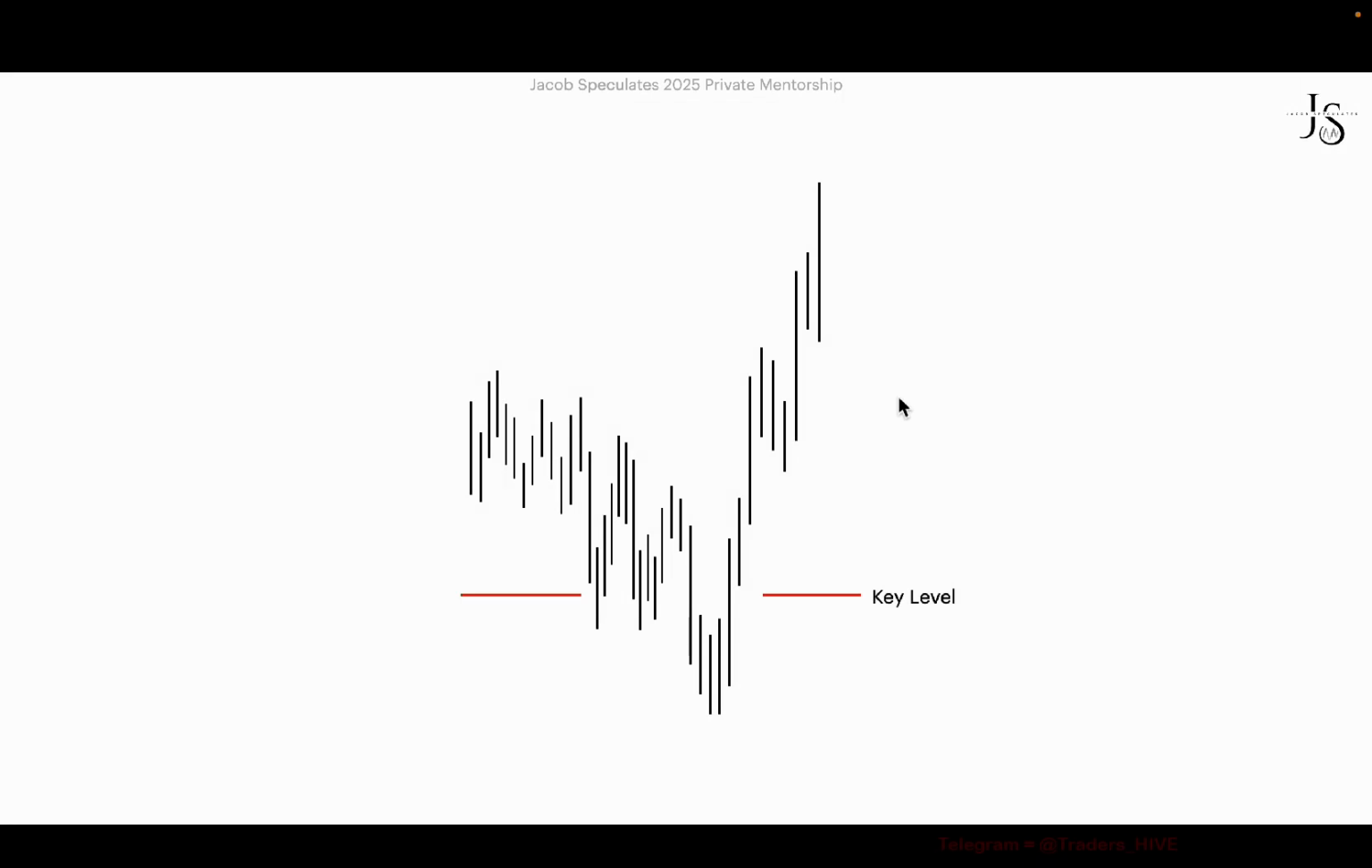So looking at the diagram on the screen, you guys have probably seen this example before of price breaking lower into a key level and then expanding higher. But this is only one piece of the puzzle, and this is very vague, and more times than not, if you're not onside the market, it usually doesn't work.